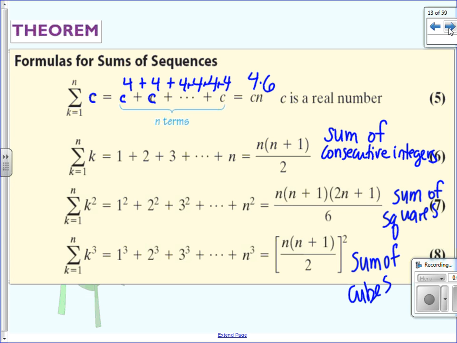In a test situation, the bottom two formulas would be provided for you. The top two you would have to know. Now let's see how we would apply these formulas.